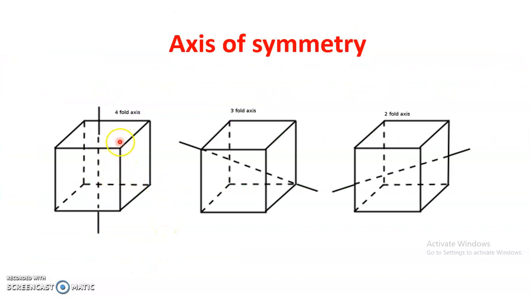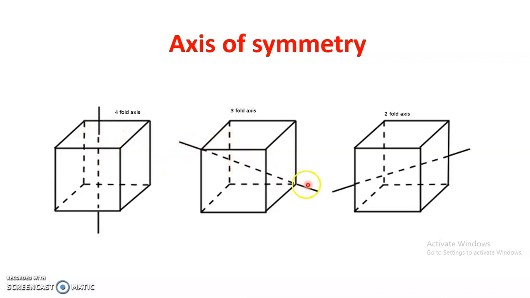These are examples of axis of symmetry. This is a fourfold axis of symmetry. The axis passing through the opposite face centers is a fourfold axis of symmetry. This means that in a rotation of 360 degrees, the same appearance appears 4 times.